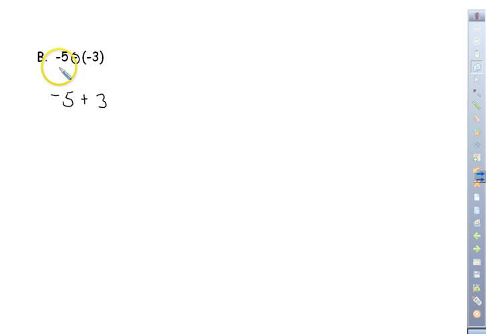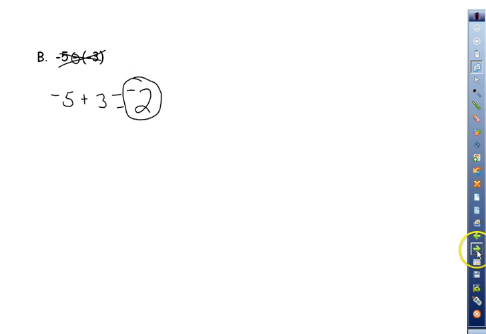So we're not even going to look back at this. We're only going to look at our new problem now. So different signs, you're going to subtract. Therefore, it is going to be 5 minus 3, which is 2. And what's the larger digit, 5 or 3? Well, 5 is. Therefore, since 5 is negative, my answer is negative. So negative 2 is the answer to this.